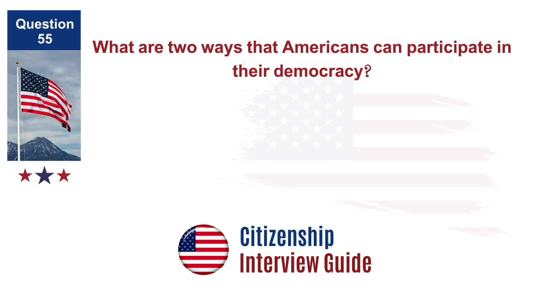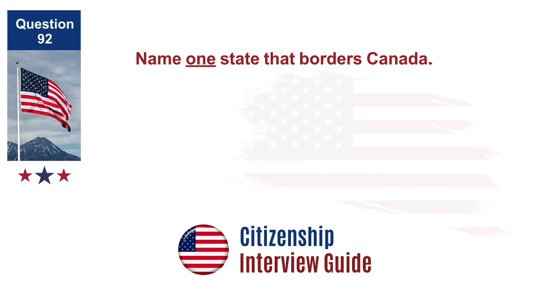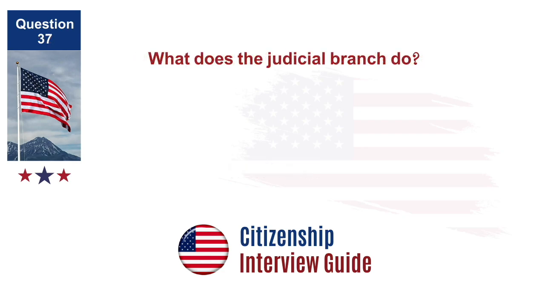What are 2 ways that Americans can participate in their democracy? Vote. Join a political party. Name one state that borders Canada. New York. What does the judicial branch do? Reviews laws.